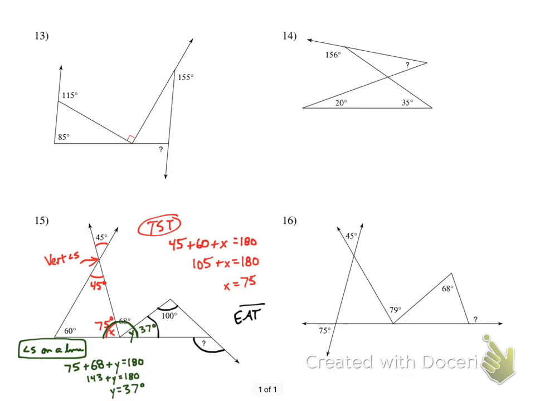EAT, exterior angle of a triangle, tells me that my unknown angle, the exterior one, is going to equal 100 plus 37. Does that make sense? Do you see how we're using that exterior angle rule? Look back at your reference sheet if you need to see that. So now we've got 137 degrees as our final answer.